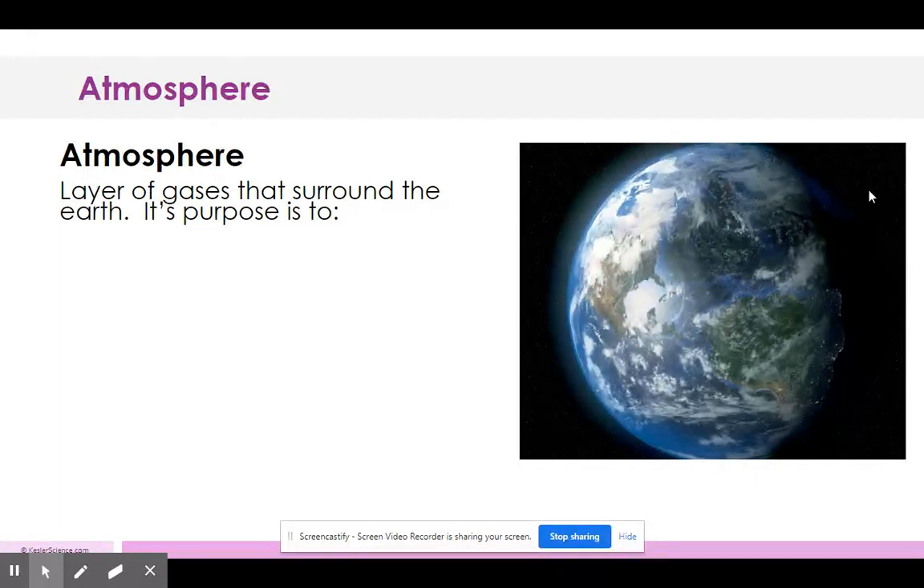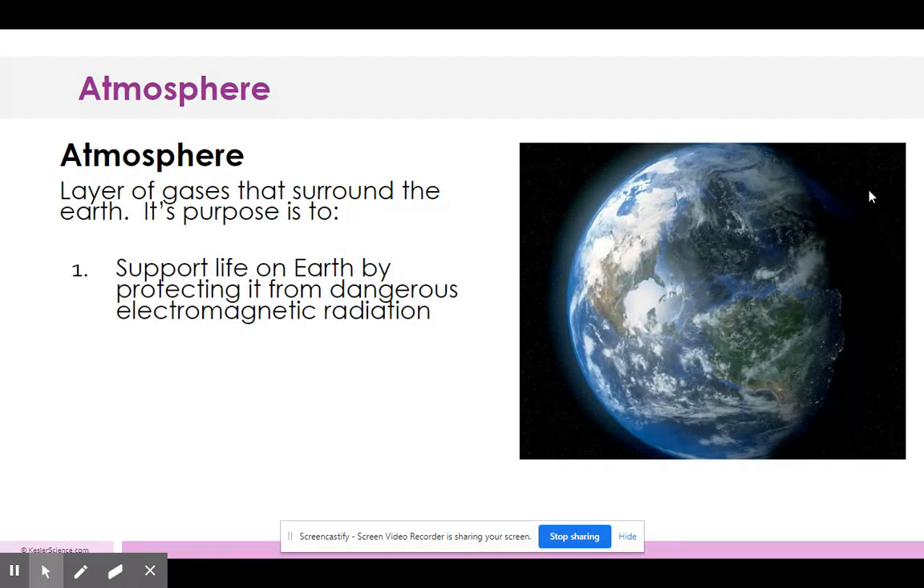So what's the purpose of the atmosphere? Three purposes: to support life on Earth by protecting us from dangerous electromagnetic radiation. Remember, scientists like to use big fancy words. Electromagnetic radiation is one of those. It's spelled just like it sounds, electromagnetic. And this type of radiation encompasses a whole bunch of them. Hopefully at the end of the year, we'll talk about them.